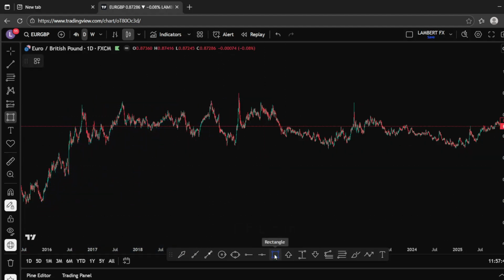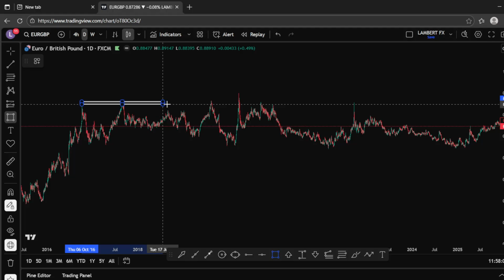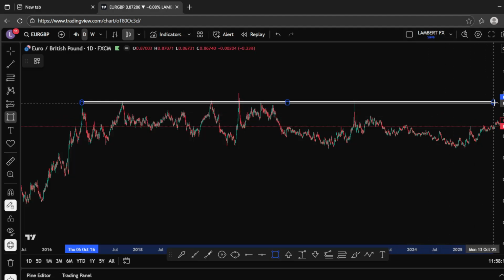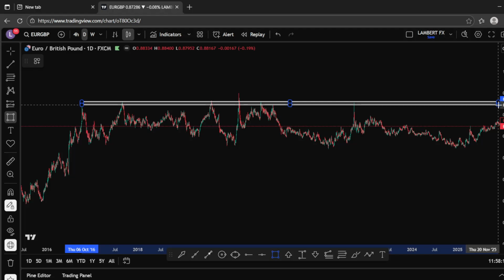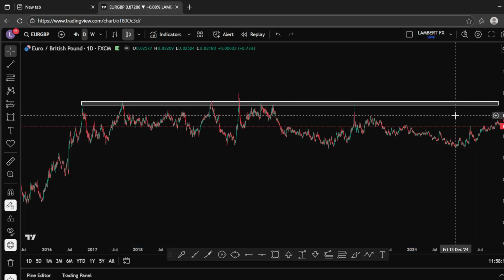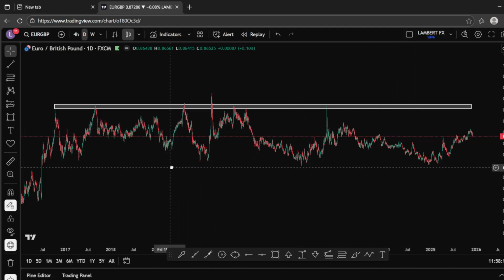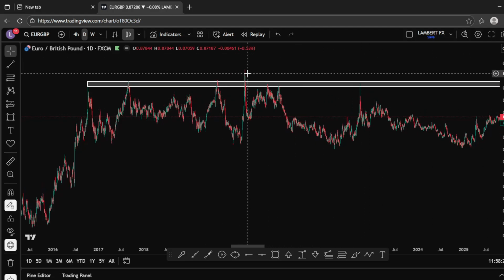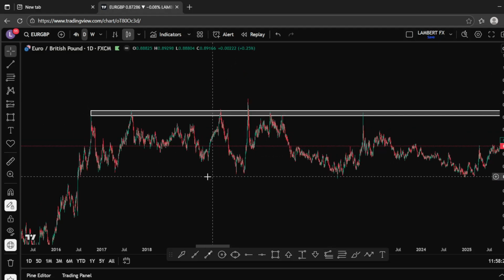So what I do is I map out those areas. I start from the first rejection, which is here, and I look to my right. I do not use horizontal lines. I use the rectangle box to cover the zones. I call them zones. I cover those areas where we had multiple touches and rejections, something like this. Very easy, not complicated. That's the first thing I do.